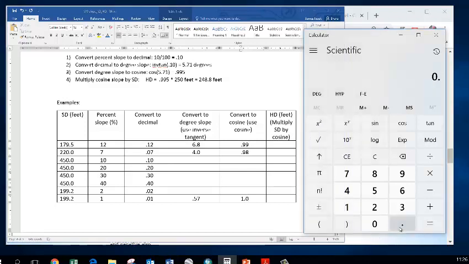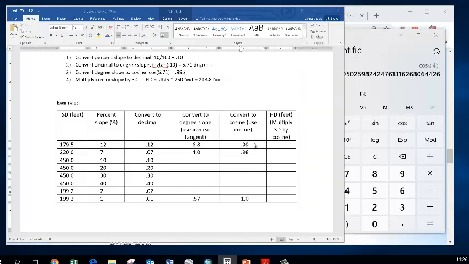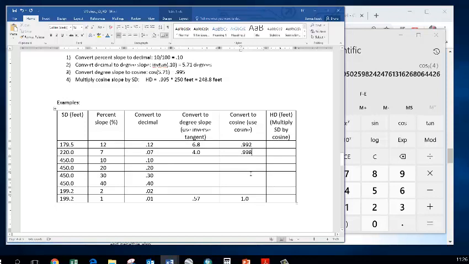I might have made a mistake on this other one. Let me go 6. Oops, clear that. 6.8 cosine. That was 0.992. So this is 0.992. What was the 4? Oh yeah, okay, so 0.4 cosine, 0.998. We'll just say 0.998. Okay, so now all I have to do is I'll make this 0.999 just for laughs.